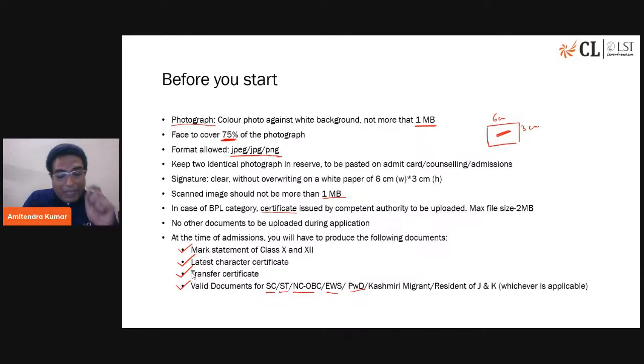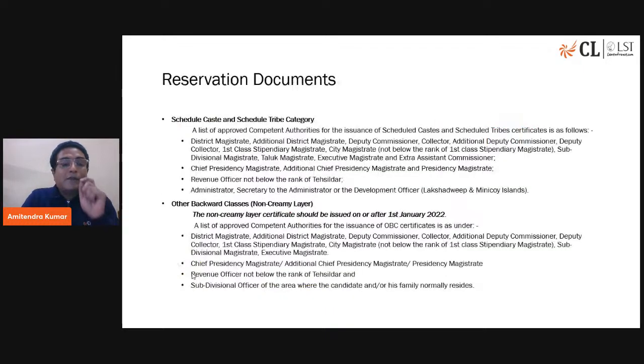keep them handy. And for those also, there are certain important aspects you need to remember. For example, when it comes to reservation documents for scheduled caste and scheduled tribe category students, please understand these are the authorities from where your certificate must have been issued. So, talking about the district magistrate or a revenue officer, or an administration in case of Lakshadweep and Minicoy Islands.